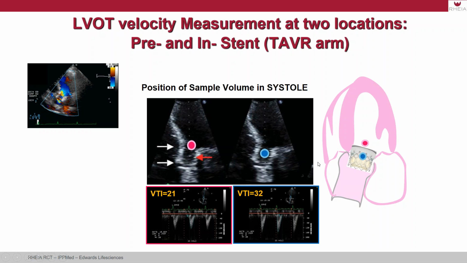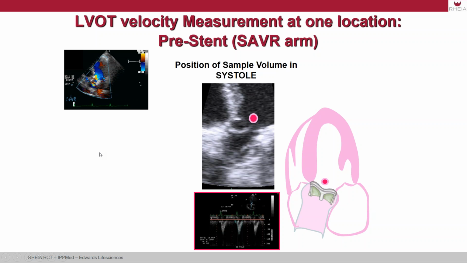But I would say that the most important one is really the pink one, so the one that is just below the stent. Because as soon as we enter in the stent, there is some flow acceleration and we may overestimate the stroke volume and valve area. So what is really important is to be just below the stent. And same for the surgical valves. Well, there is only one sample volume that is relevant, that is just below the, not the stent, well, it is the stent or the sewing ring.